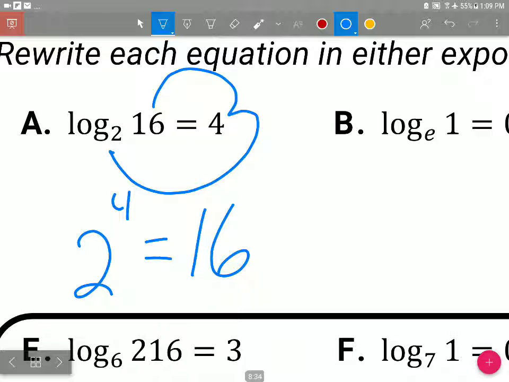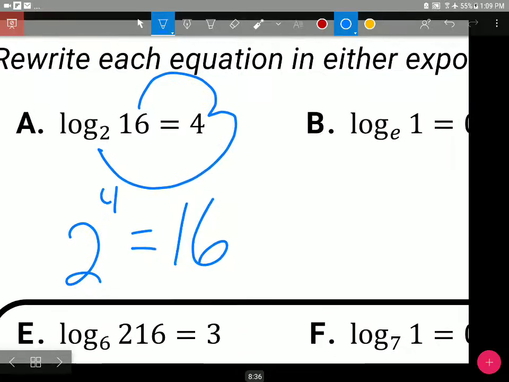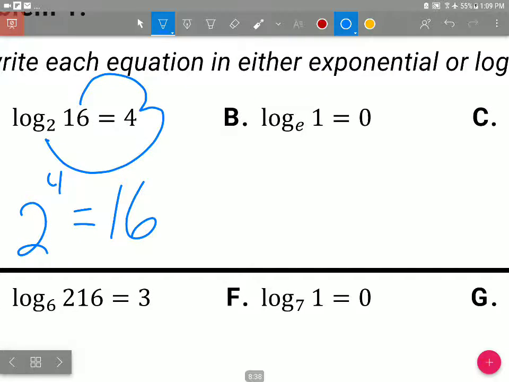All right. Same idea, letter B. We'll start with a base. What is another way of writing log base e? It's got its own button on the calculator. It's ln, exactly. Log base e is ln. So you could say ln of 1 equals 0. It has a little understood e down there. Okay, it's just not written.